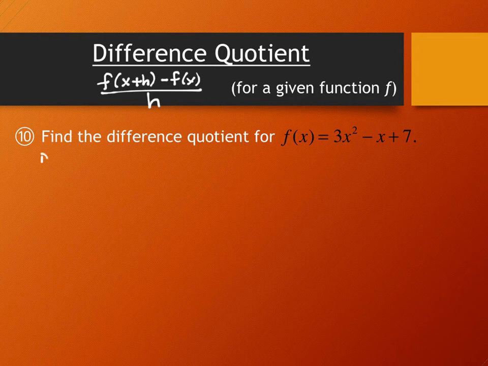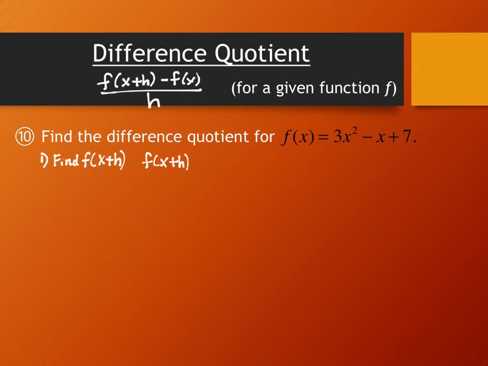So here's step 1. And I'll label what they are. You don't necessarily have to write what they are on your homework or anything. But step 1 is to find f of x plus h. So what does that mean? Well, I'm given a function over here. It's 3x squared minus x plus 7.